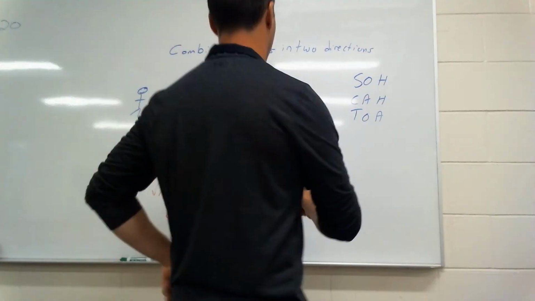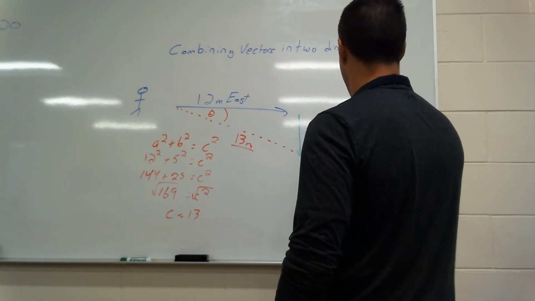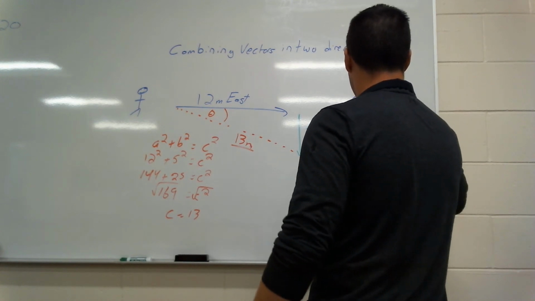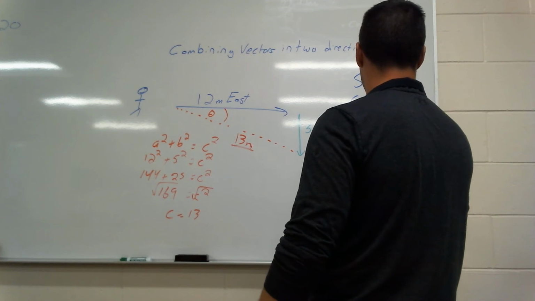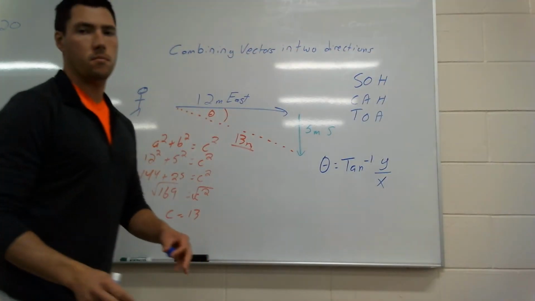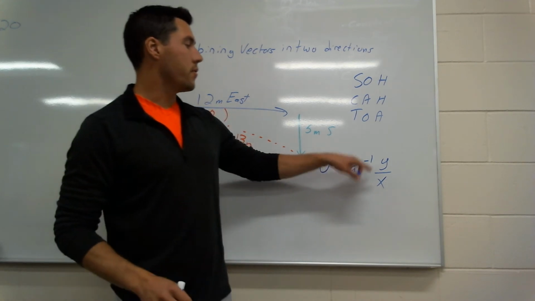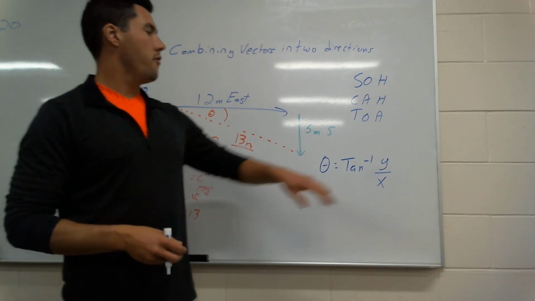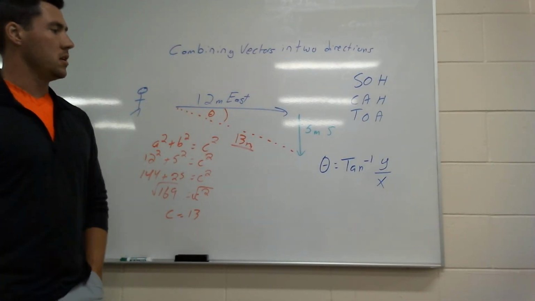To find an angle, you're going to go tan inverse of y over x. Okay, so there's a little formula. To get the actual angle, you're going to go inverse tan, okay, on your calculator you have that little inverse button, of y over x. Now what the heck does y over x actually mean?